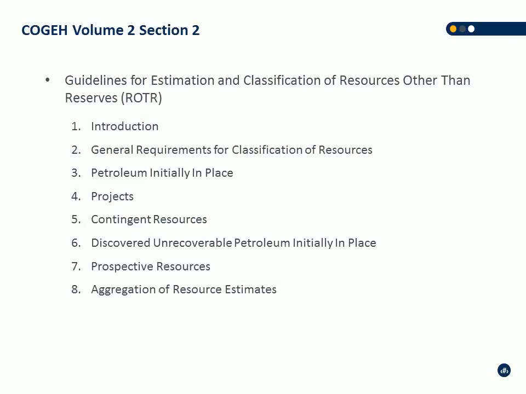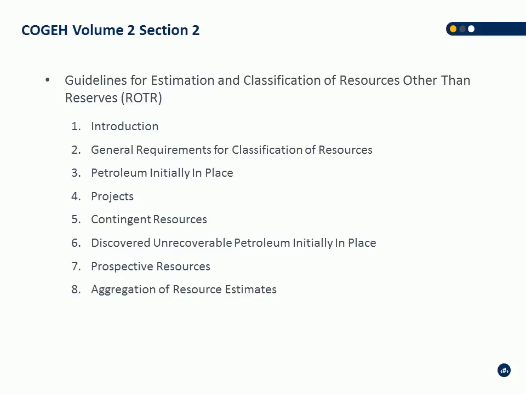So just very quick, what's inside ROTR, general requirements for classification of resources. A lot of that is what we went through in the definitions. It talks about petroleum initially in place, again, similar to what we went through this morning. It talks a lot more about projects than the original COGEH did. PRMS has always been very project related, but COGEH kind of skipped over projects. ROTR really brought that back into focus. Then it talks about contingent resources, discovered unrecoverable petroleum in place, prospective resources, and aggregation of resource estimates.